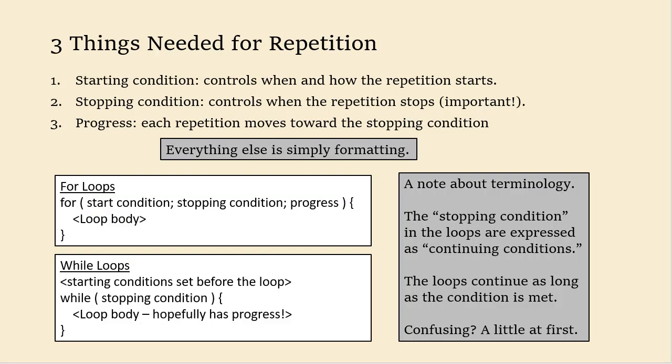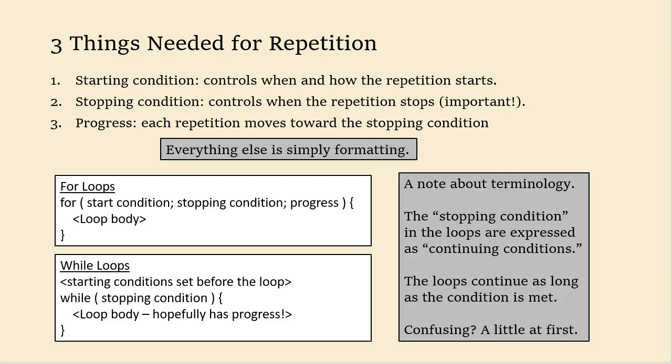Okay, just like there were three things needed for selection, there are three things needed for repetition. You need a way to start it, you need a way to stop it, and you need progress from the start towards the stop. So you need a starting condition, you need some kind of a stopping condition, and then you need progress.